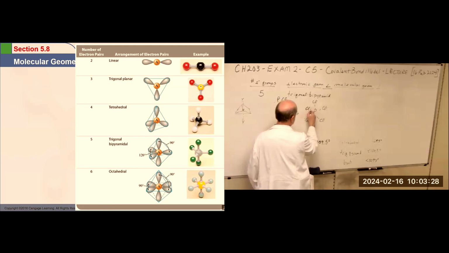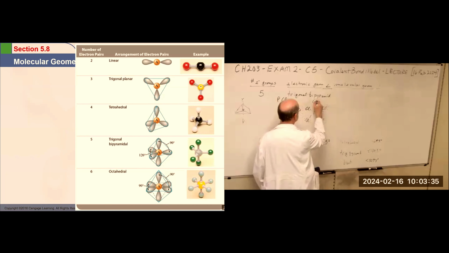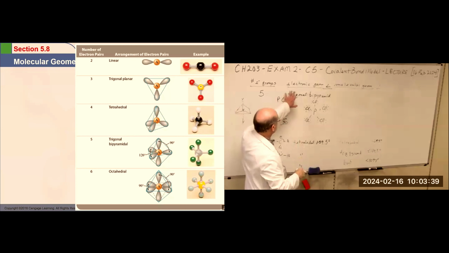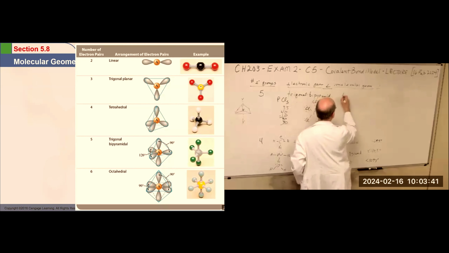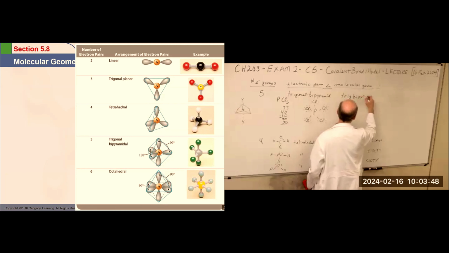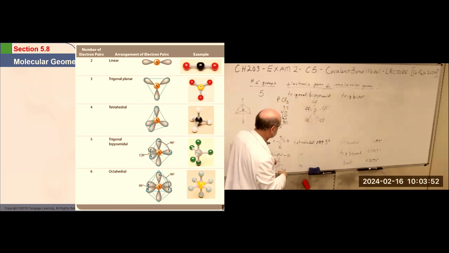That would use them all up if we put the electrons around there. That means we've used up all the electrons and we have no lone pairs. So this would be an example of a trigonal bipyramid electronic structure that is also trigonal bipyramid molecular geometry, PCl5.